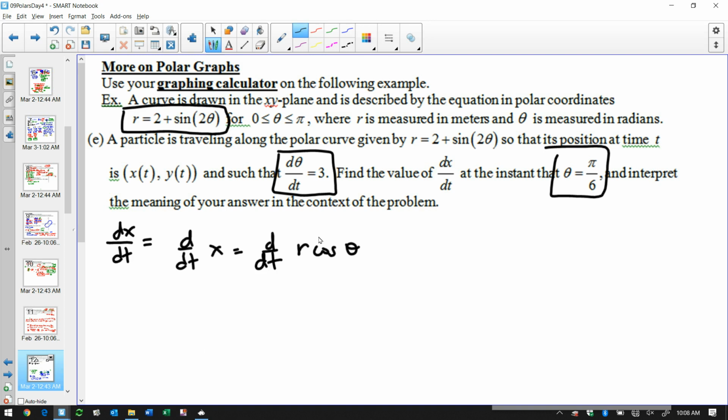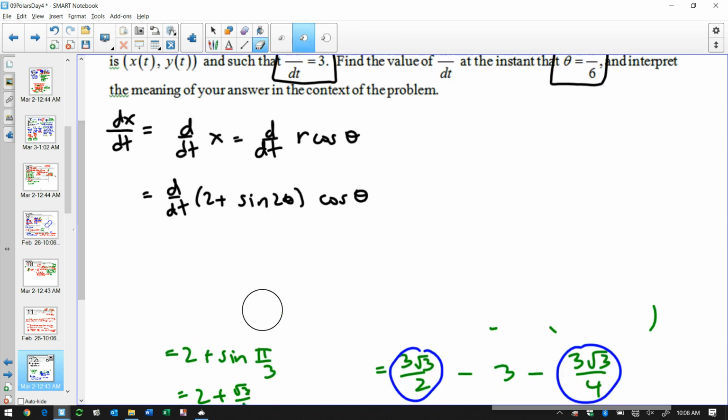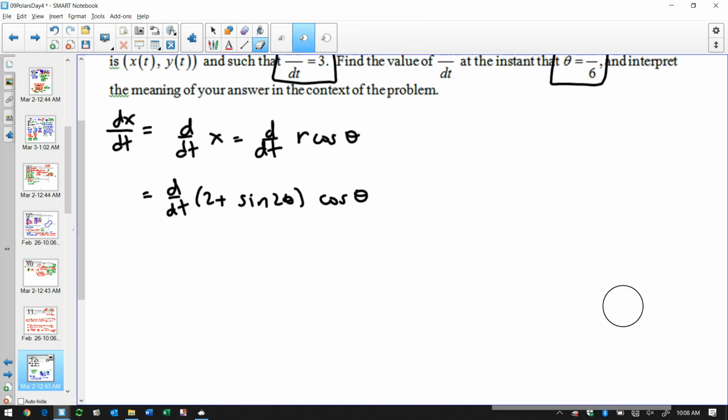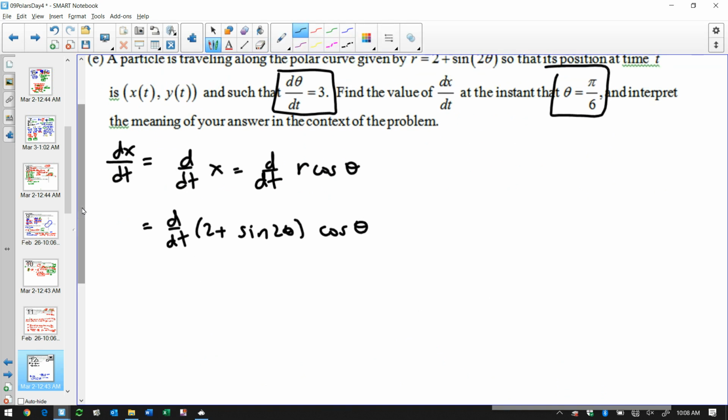I'll plug in your r. So do you know what r is? It's right there. So what you know is this is d/dt of (2 + sin 2θ) times cos θ. That's a good idea. Okay, that's a plus sign. All right. I'm trying to find a number answer. Just letting you know, this should turn out to be a number, so I should be able to plug in everything here.